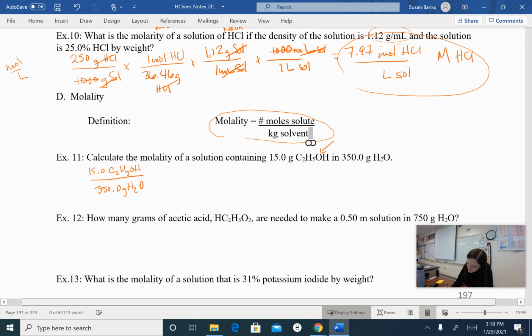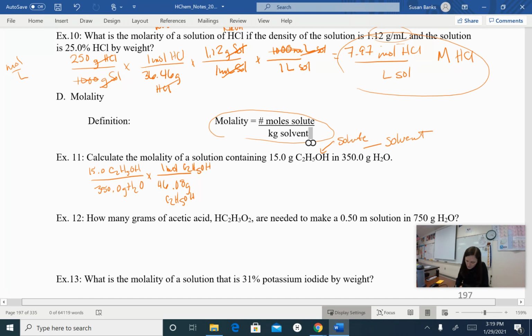Okay, this is our solute, and this is our solvent. So the first thing you've got to do is figure out what your solute is and what your solvent is. Now your solvent, you need to get into kilograms, and your solute, you need to get into moles. So let's work on getting our solute into moles. So if I look at ethanol, ethanol has a molar mass of 46.08 grams of ethanol in 1 mole of ethanol.